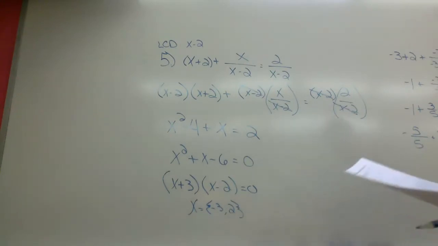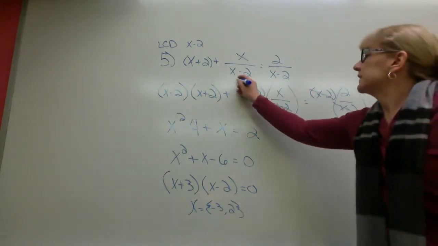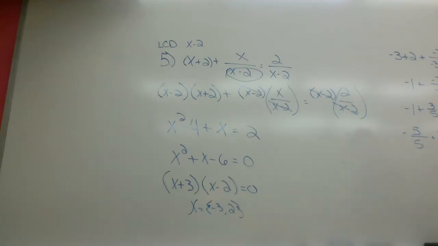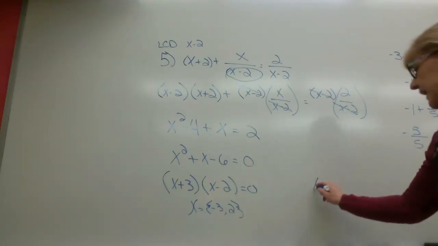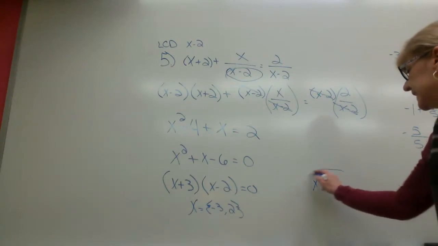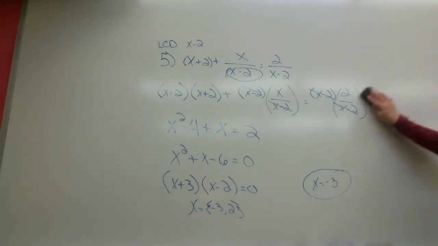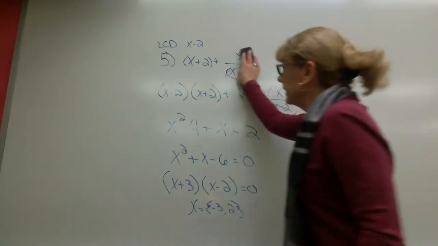Now we'll take a look at the second one. What's going to happen when I substitute 2 into this equation? Look at that denominator. That's going to make that denominator equal to 0. So in this case, x equals negative 3 is the only solution to this problem. X equals 2 is not a solution. Okay, let's move on to page 2.